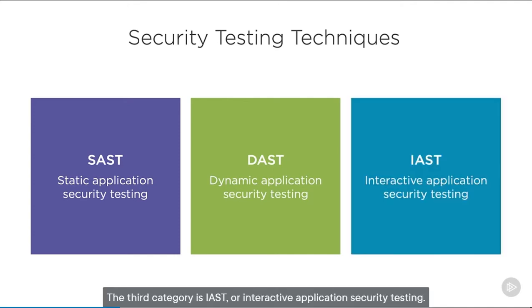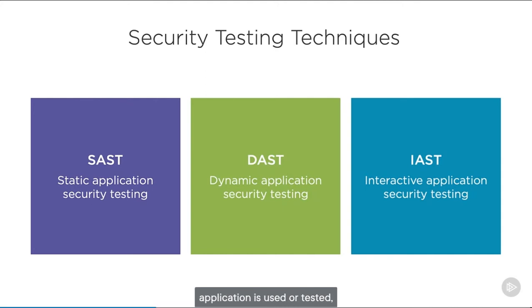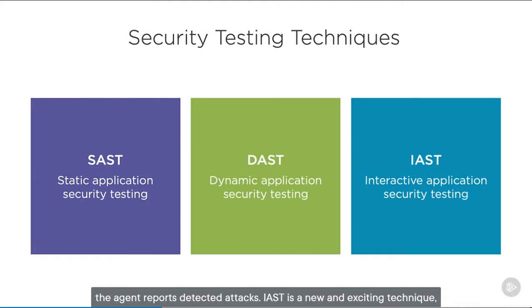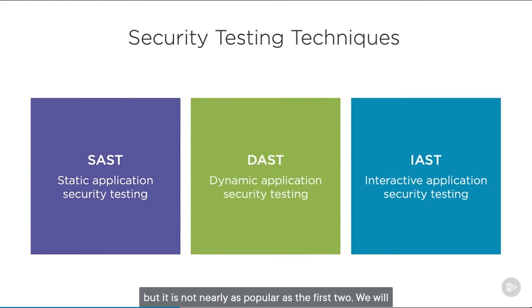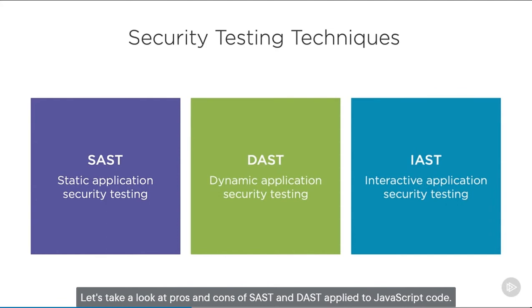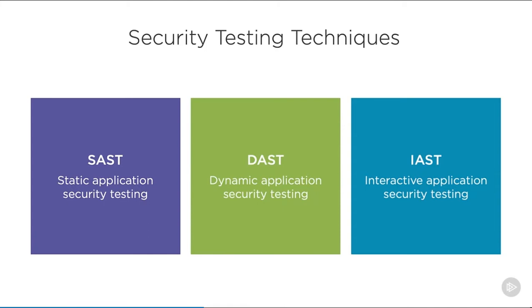The third category is IAST, or Interactive Application Security Testing. This approach requires that application code is instrumented to detect malicious code behavior within the application. When the application is used or tested, the agent reports detected attacks. IAST is a new and exciting technique, but it is not nearly as popular as the first two. We will not be covering IAST in this module. Let's take a look at pros and cons of SAST and DAST applied to JavaScript code.